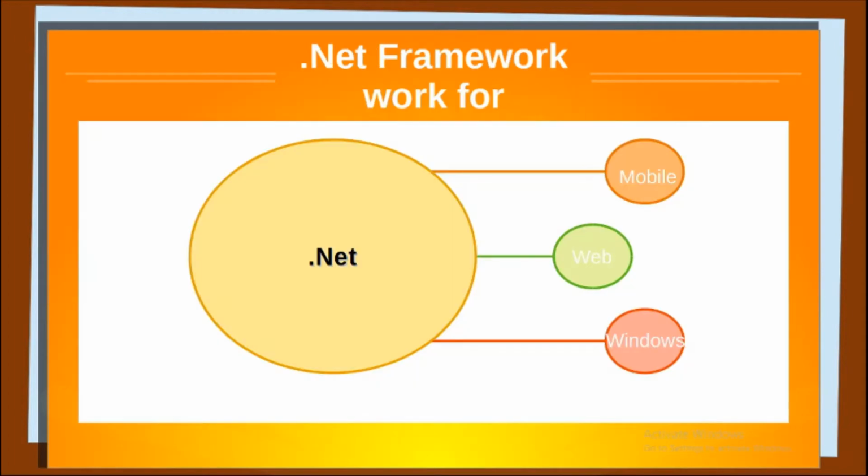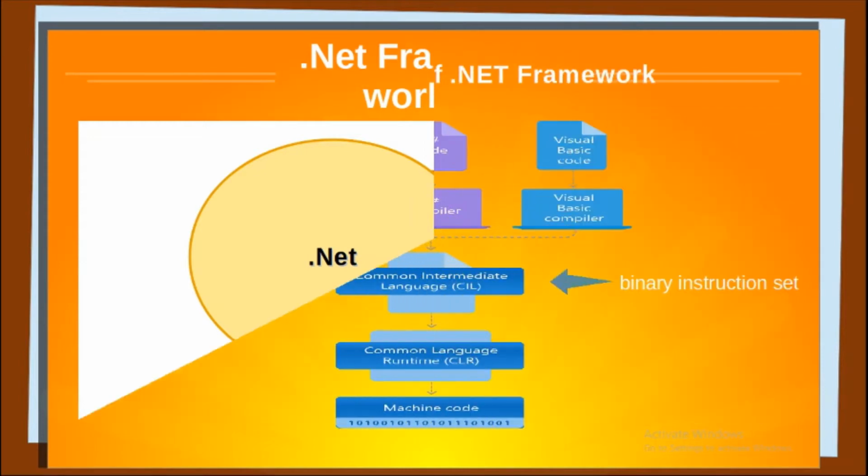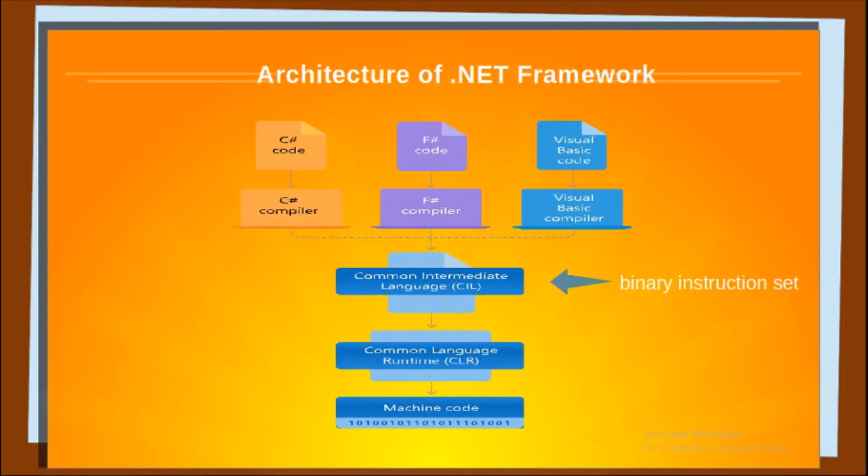Now we are going to the conclusion. .NET framework works to develop mobile applications, web applications, Windows applications. This is the architecture of .NET framework: C# code, F# code, Visual Basic code. As we know, .NET supports 30 plus languages. Okay, so assuming we go to the C# code now.